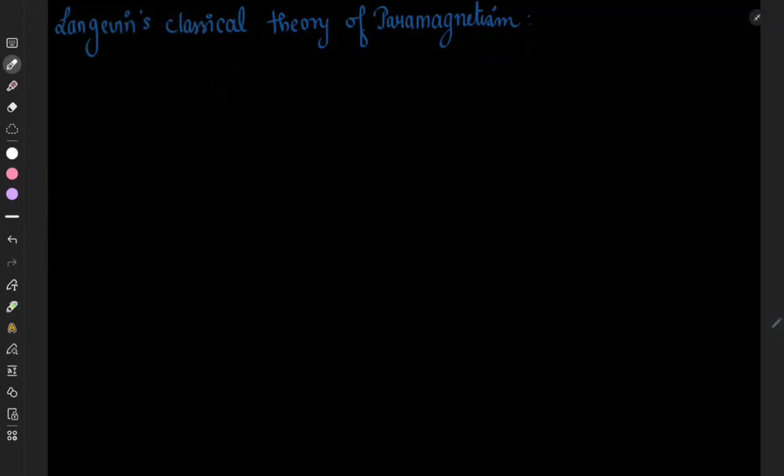So in the previous lecture, we discussed Langevin's classical theory of diamagnetism. Today we'll be discussing Langevin's classical theory for paramagnetism. Before we dive into this topic, we'll discuss what paramagnets are. Paramagnets are like the opposite to diamagnets in certain senses, so we'll compare and study.